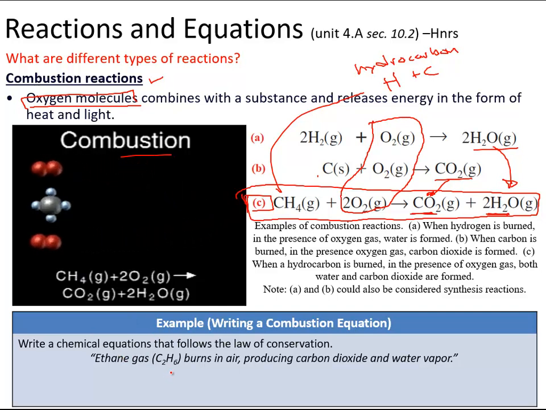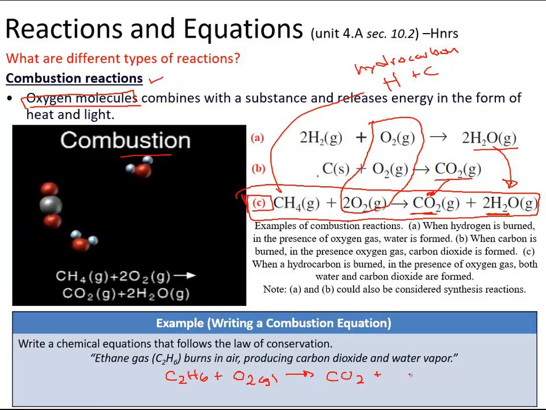So here's ethane gas. Ethane gas, C2H6, burns in the air. And when it burns in the air, it's burning with oxygen gas. And that oxygen gas with the ethane will produce carbon dioxide and water. Notice that I don't need to tell you that we have to have water and carbon dioxide. You should know that based on just a hydrocarbon with oxygen, right? So now in this case, we've got to balance our chemical equation.